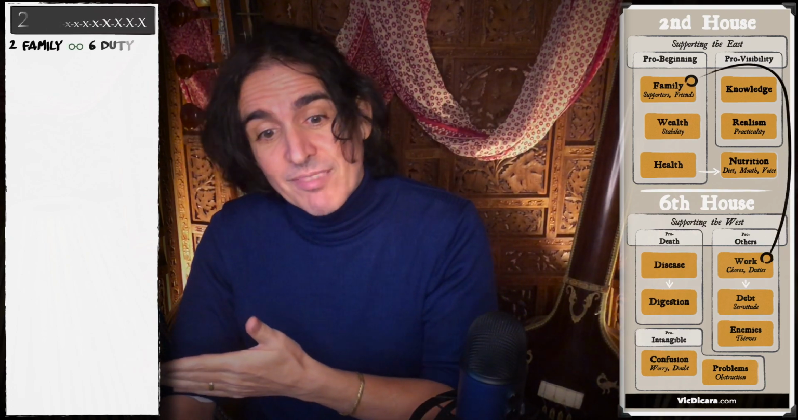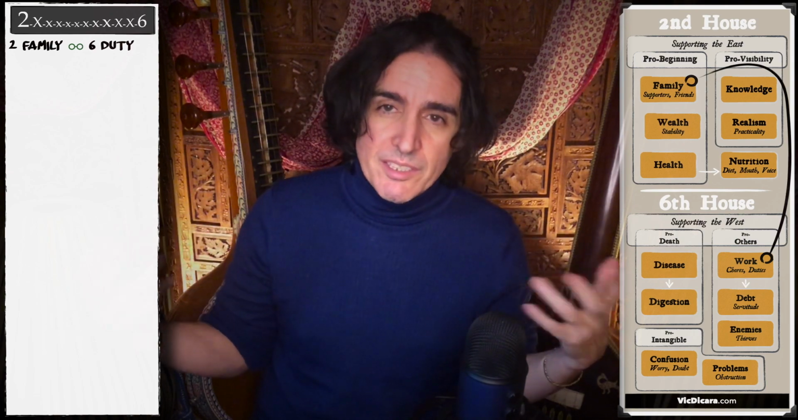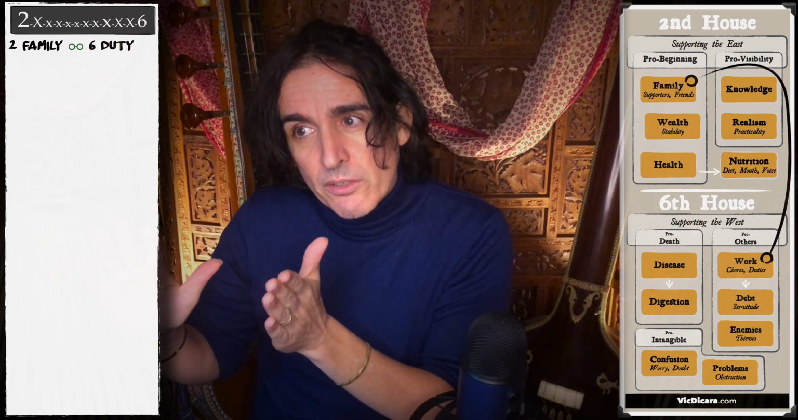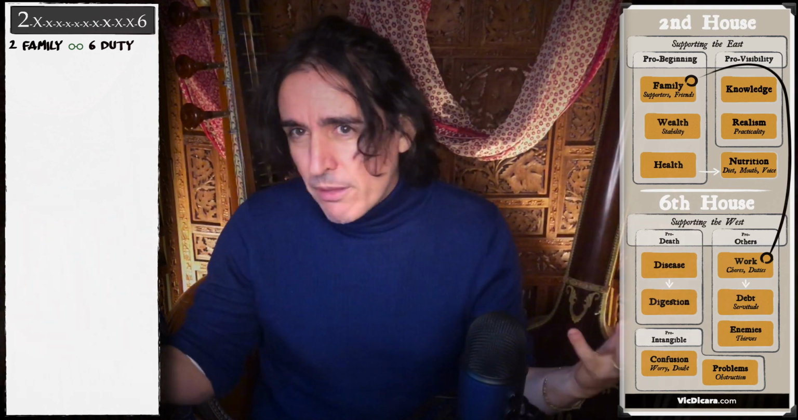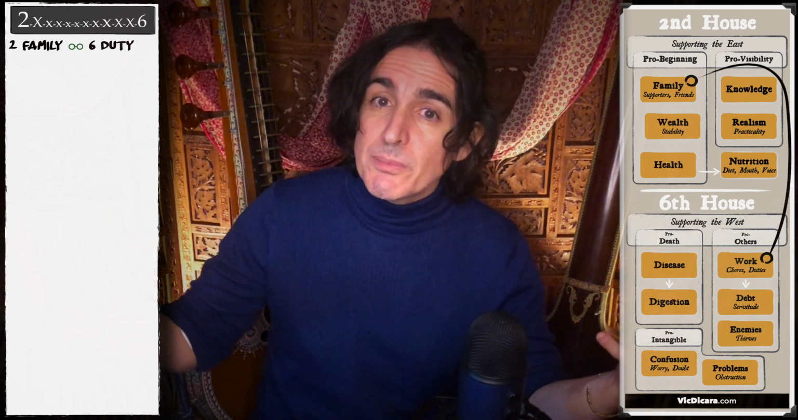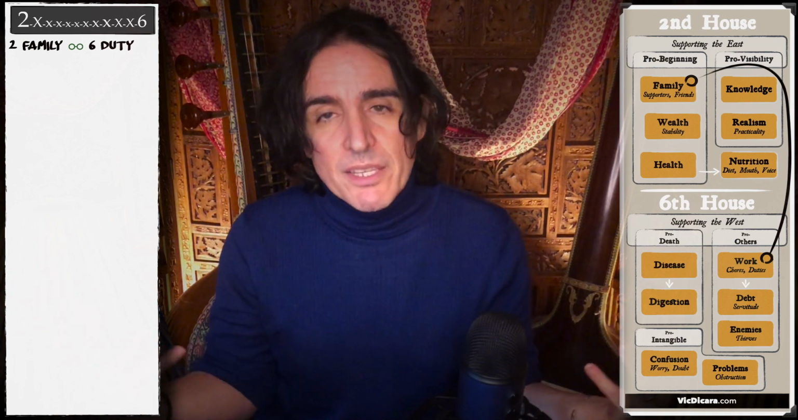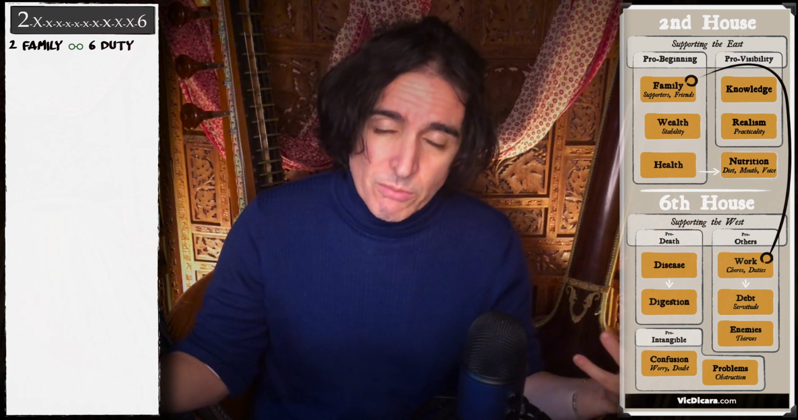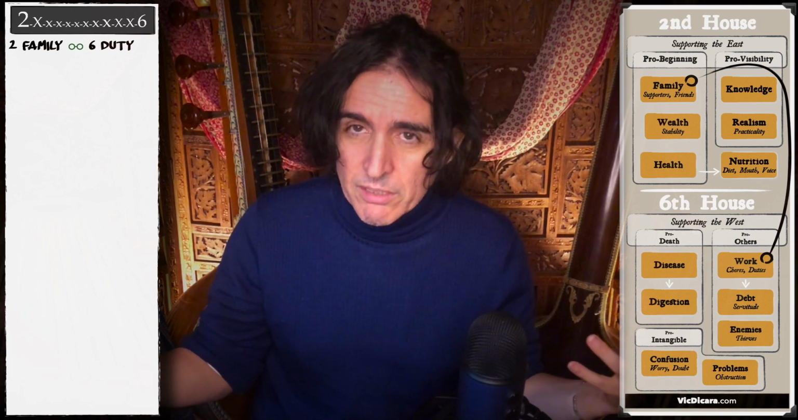The first thing I want to bring out is that the second house is about family, and the sixth house is about duty. These are actually harmonious themes. So the dutiful and work-oriented nature of the sixth house goes well with the family-oriented nature of the second house. And this comes from the basic fact that both of them are supportive houses. The sixth house is supporting the west, and the second house is supporting the east, but they're both supporting. So there's going to be this commonality here, which is going to produce a good result. Commonalities always produce good results.